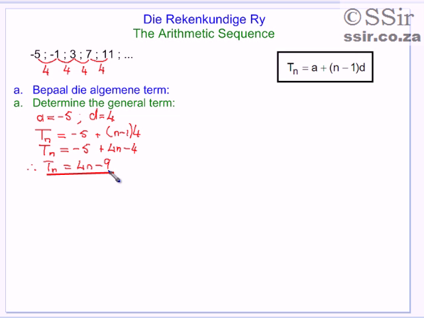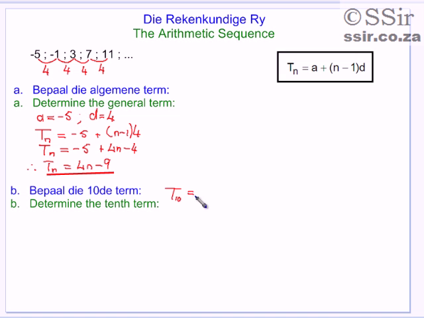If we now want the value of a term in any position, we can merely substitute the position in the place of n and then calculate the value of the term. Determine the 10th term. So we are looking for T10. That's the value of the term in position 10, and this will be 4 times 10 minus 9, which is equal to 31. This means that the term in position 10 has a value of 31.